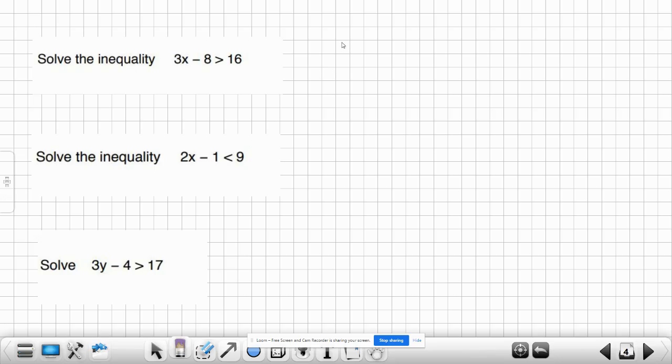So we can say 3x minus 8 is greater than 16. What we want to do is isolate the x. Let's start by saying, there's 8 being subtracted, so let's add 8 to both sides. And then we get 3x is greater than 16 plus 8, 24.